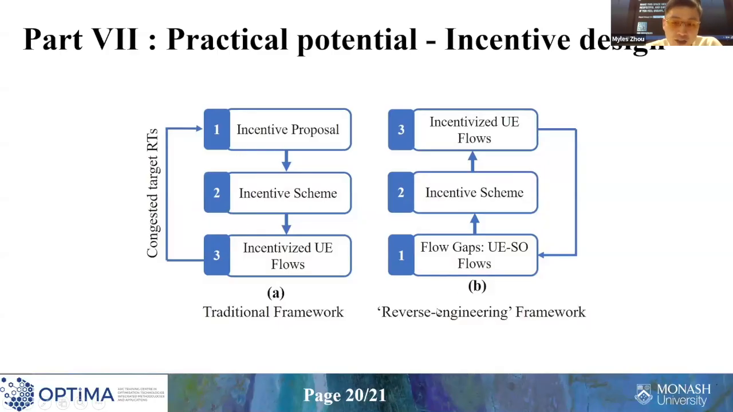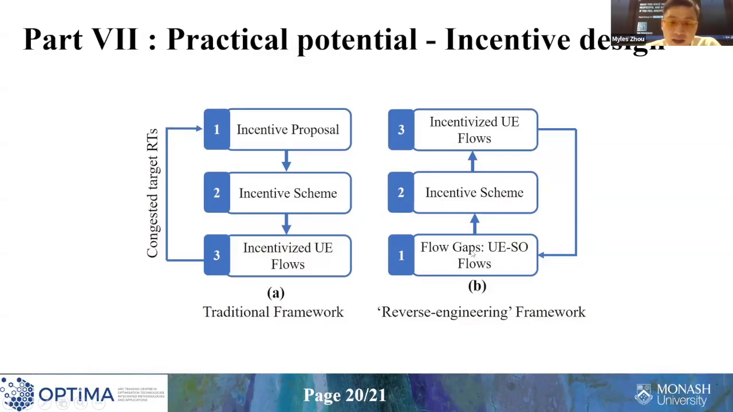For the reverse engineering framework, it's a bit different. We replace the incentive proposals with the flow gap information. That means we will keep comparing the existing system with the system-optimal system to see the difference in each option's passengers. Then based on this difference, we will propose some incentives. Then we will evaluate the incentive and come back to compare the new existing system with the system-optimal state.